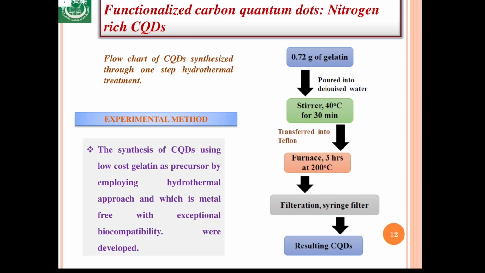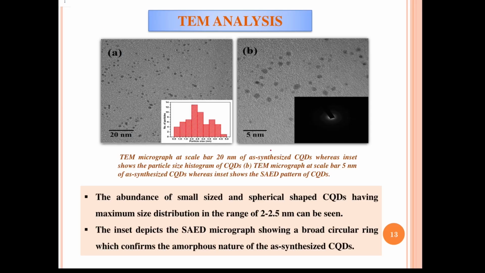So as part of our research endeavors to develop quantum dot based phosphors, we worked on the synthesis of functionalized carbon quantum dots using a simple hydrothermal method using a very low cost precursor, gelatin. And we were able to synthesize carbon quantum dots which were found to be rich in nitrogen.